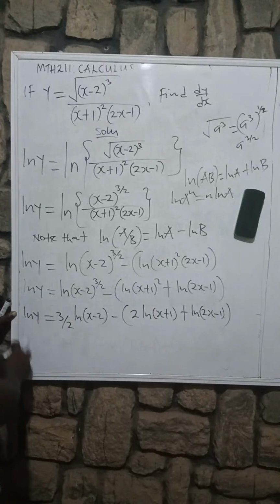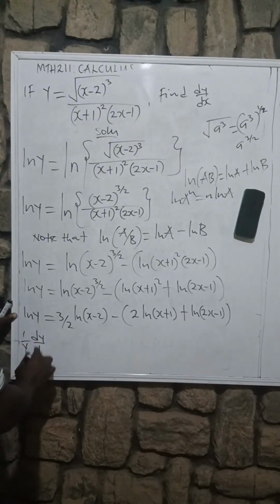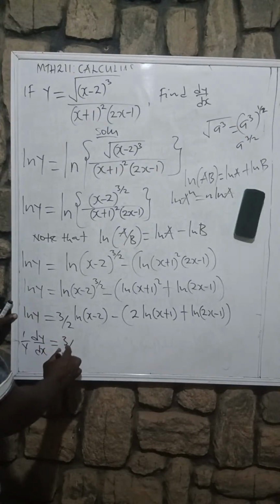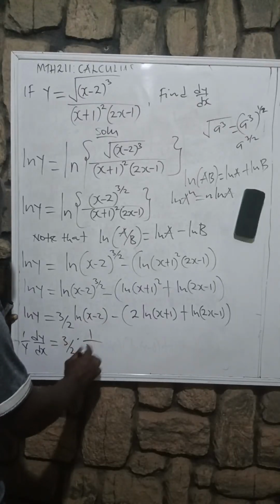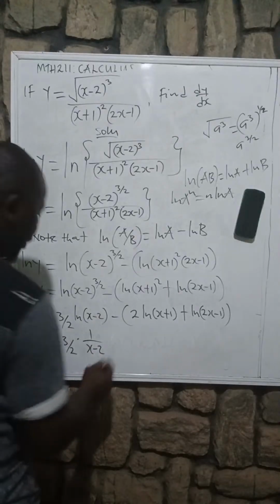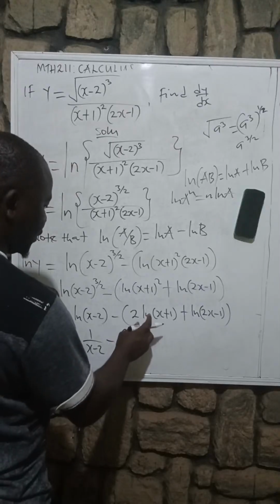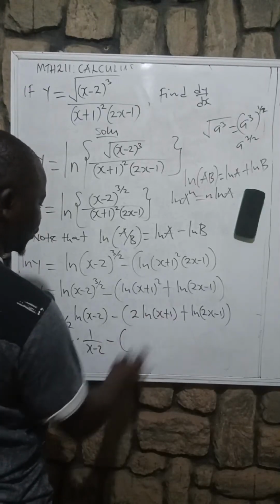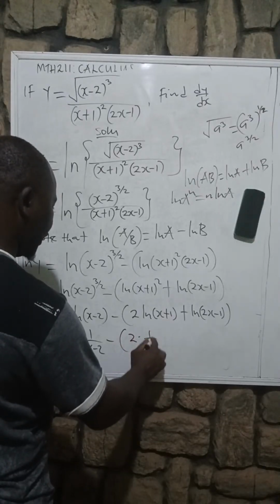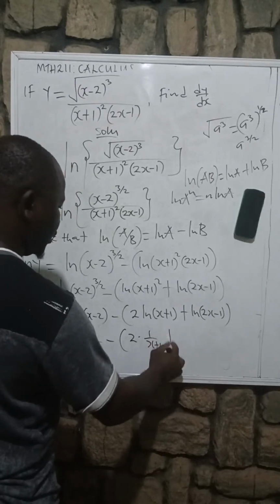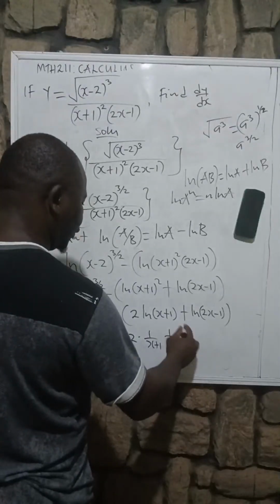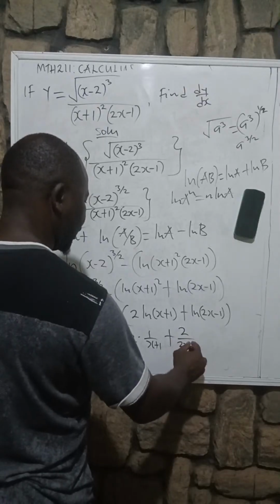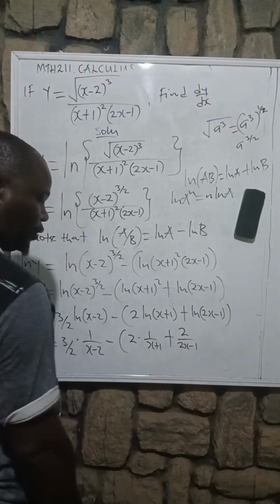So when we differentiate the left hand side, we are going to have 1 all over y dy all over dx is equal to 3 all over 2. If you differentiate x minus 2, you are going to have times 1 all over x minus 2. Then minus, open bracket, hold this one, differentiate x plus 1, 2 times 1 all over x plus 1. True or false? Then plus, differentiate 2x minus 1. We are going to have 2 all over 2x minus 1. True or false?